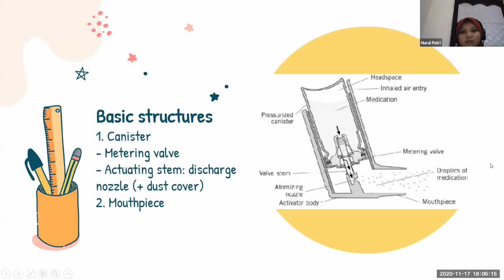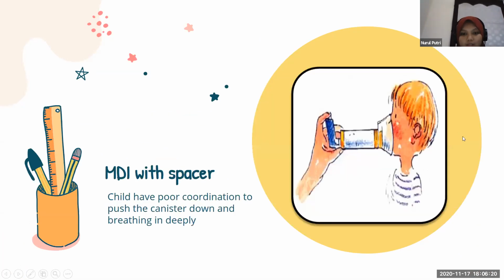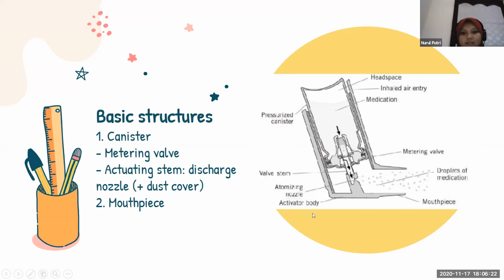Moving on to the basic structures. This is the cross-sectional structure of the MDI. We have the canister here and the mouthpiece part. In the canister, we have the metering valve to measure how much dosage, as well as the actuating stem.